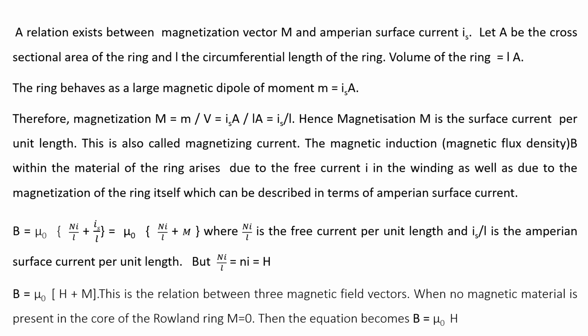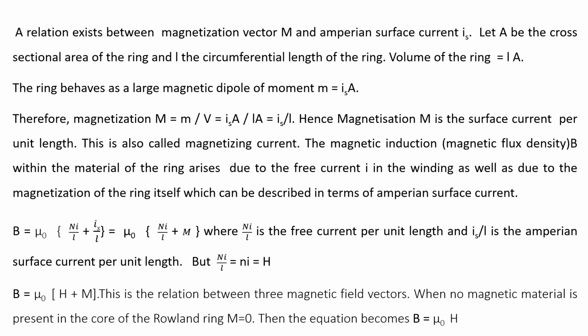So B can be represented as B is equal to mu 0 into the current produced, which flows into the circular loop, that is the free current Ni by L, plus the Amperian surface current Is by L. That is, B is equal to mu 0 into Ni by L plus the Amperian surface current per unit length, which can be represented as the magnetization M. Here Ni by L is the free current per unit length, and Is by L is the Amperian surface current per unit length.